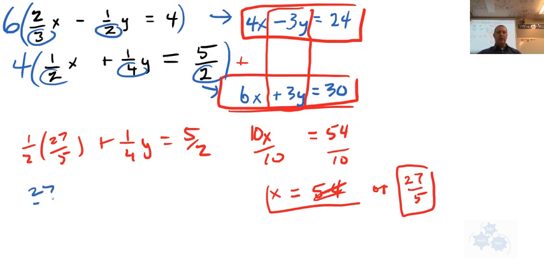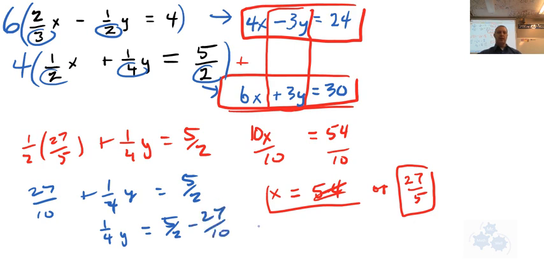Okay, so what do we have? We have 27 over 10 plus 1/4 y equals 5 over 2. So we're going to get the y by itself. So I'm going to do 5 over 2 minus 27 over 10. We're going to subtract this off to the other side. When we subtract fractions, we need a common denominator, so this bottom number needs to be the same. So I'm going to multiply the bottom times 5 to get 10, and I have to multiply the top times 5 to get 25. Does that make sense?